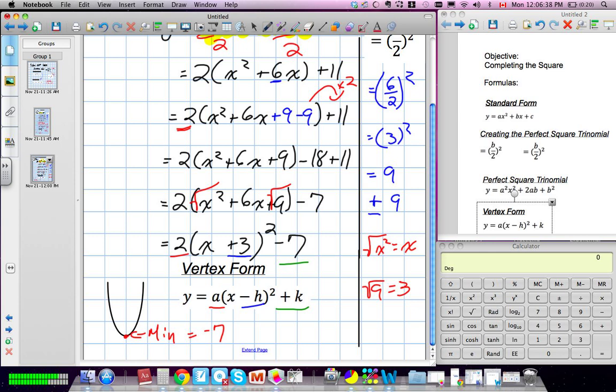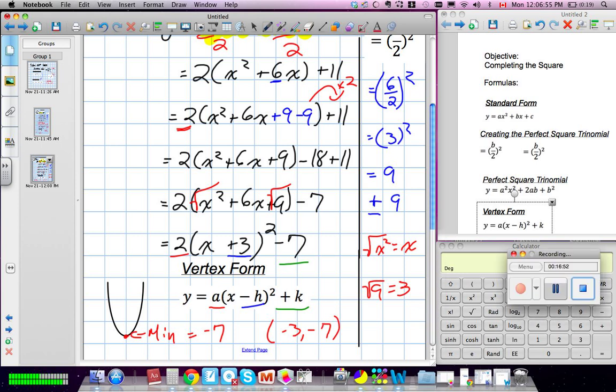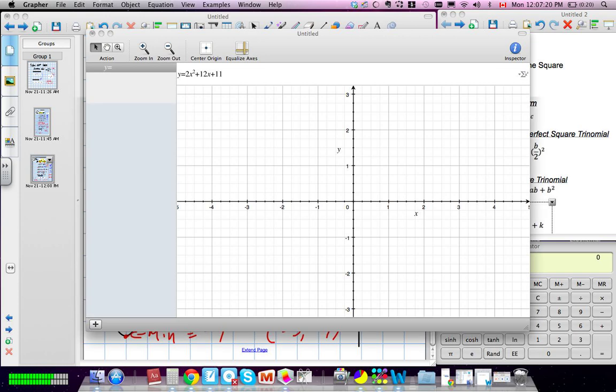And let's just prove it. We're going to plug the standard form into our graphing calculator to see if we get that proper parabola that would have a vertex at negative 3, negative 7 and be stretched by a factor of 2. Okay, so if you notice, I'm actually using the standard form right now. We're going to enter it. Zoom out a little.